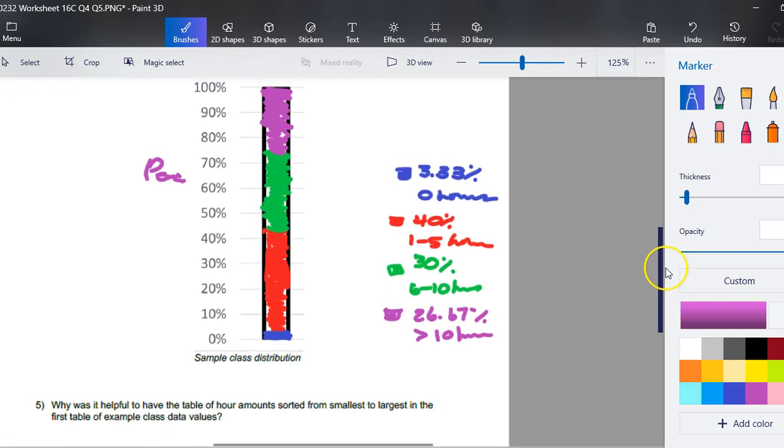And we're going to look at question 5, and it says, why was it helpful to have the table of hour amounts sorted from smallest to largest in the first table of example class data values? And one comment could be that since the list was sorted by hours, the number of hours in each category could easily be calculated by counting consecutive data values. It made it a lot easier and more efficient for us.